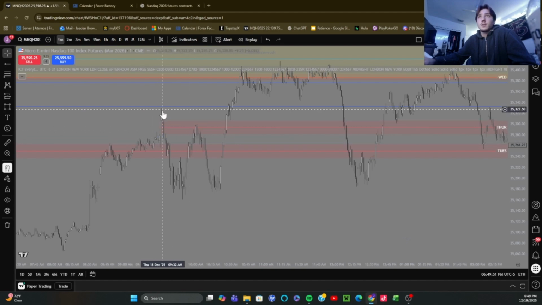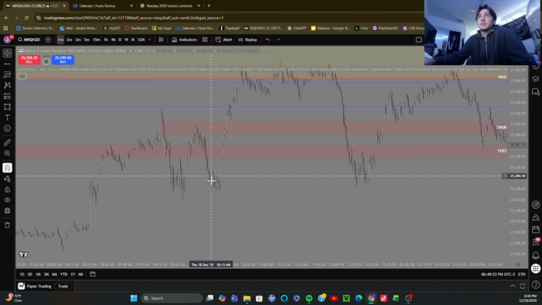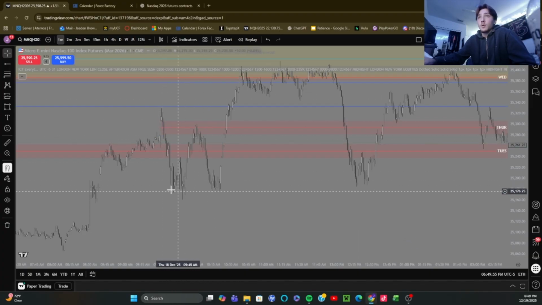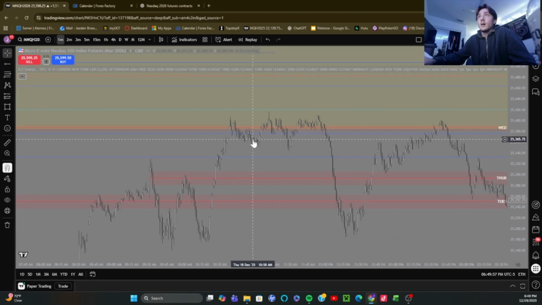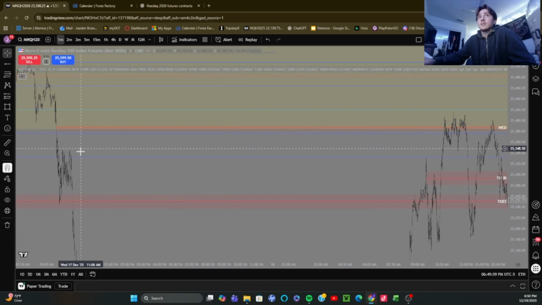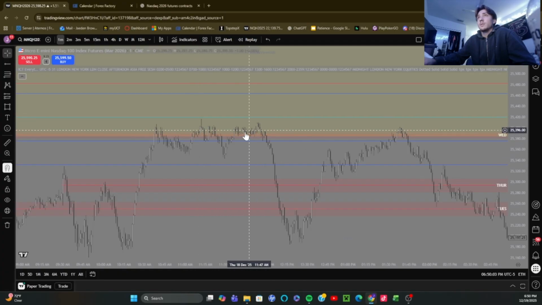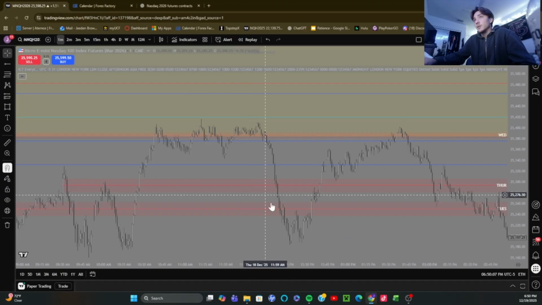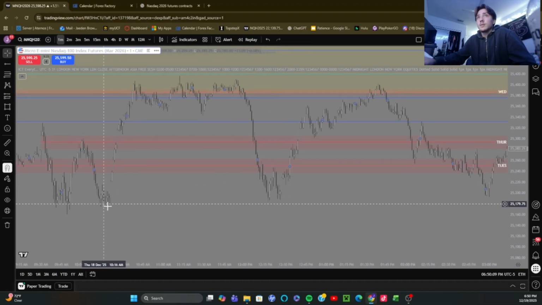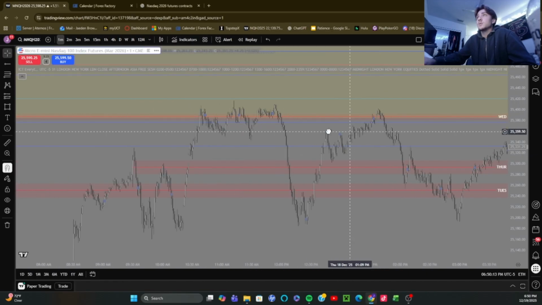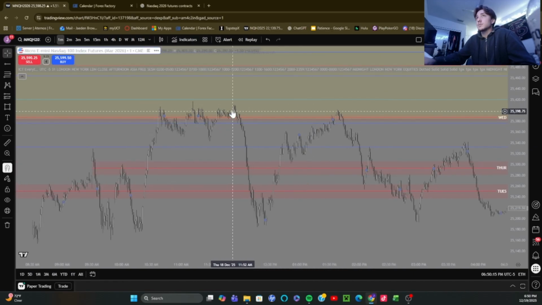But this is also a rejection block. This move, the manipulation leg. So we respected this rejection block, go higher, finally take out some liquidity. Then we go lower, have a manipulation leg, takes out this internal, respects this rejection block, goes lower, does not take out any liquidity, but respects the rejection block, continues higher. Guess what? Doesn't take out liquidity, but respects this rejection block.